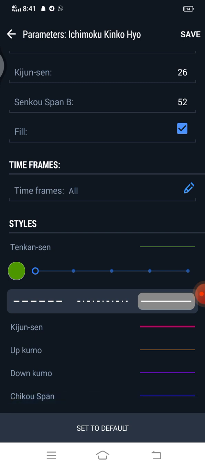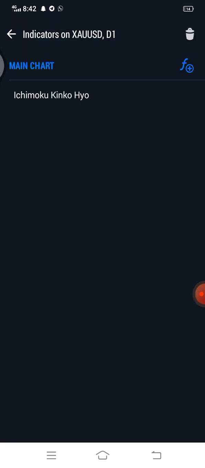We have also the lagging span, which you can see as the blue line down here. Then the up Kumo and down Kumo you see here are just the clouds. Whenever the cloud is moving up, you see orange color. Whenever it's going down, you see purple color. So these are my settings in this particular Ichimoku cloud.